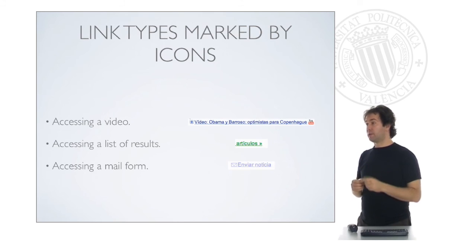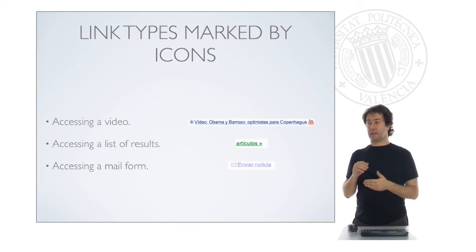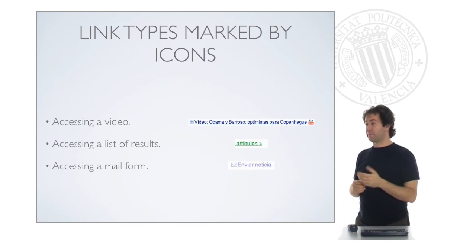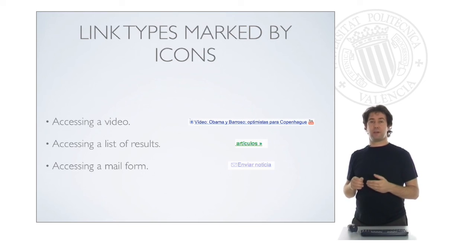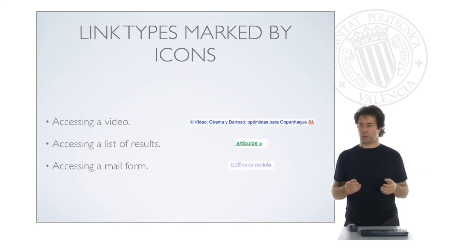In the second example, you have a link which ends in 2 little arrows. This indicates that if you click there, you won't be reading a piece of news directly, but you will be seeing a list of results. And the third example, you have a little envelope. And this indicates that if you click there, you will be able to send a mail somewhere. You can send the piece of news to a friend or whatever.